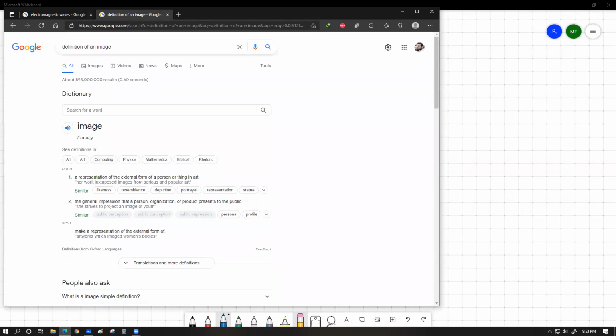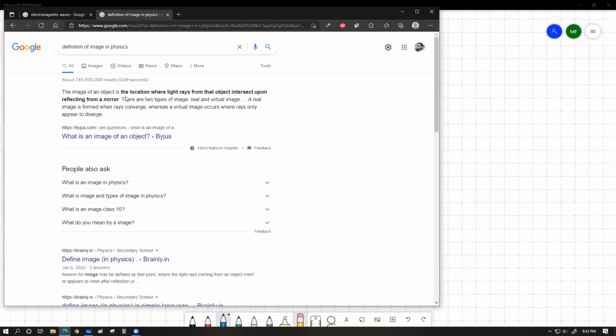A representation of the external form of a person or thing in art, no. The general impression that a person or organization or product presents to the public, no. The image of an object is the location where light rays from that object intersect upon reflecting from a mirror. Okay, that actually makes more sense, but it's not the complete definition of an image.